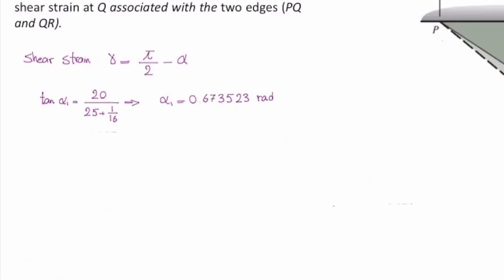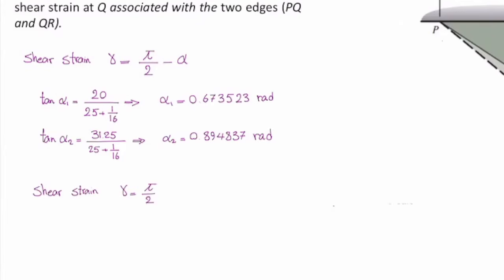Alright, we can do the same for alpha 2. For alpha 2, tangent of alpha 2 in the left triangle is equal to 31.25 inch divided by 25 plus 1/16 inch. So alpha 2 is equal to 0.894837 radian, and I can determine shear strain from this equation. Gamma is the initial angle, which is pi over 2, minus the new angle, which is alpha 1 plus alpha 2. We will get this number.